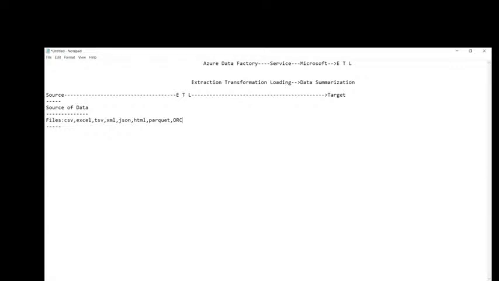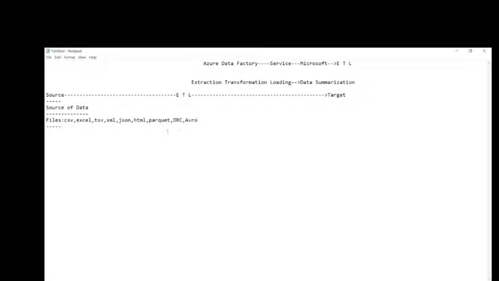ORC stands for optimized row columnar. So ORC files. Then we have Avro files and Dat files. These are all the various types of files we can have where we can find the data, or we can get the data from.